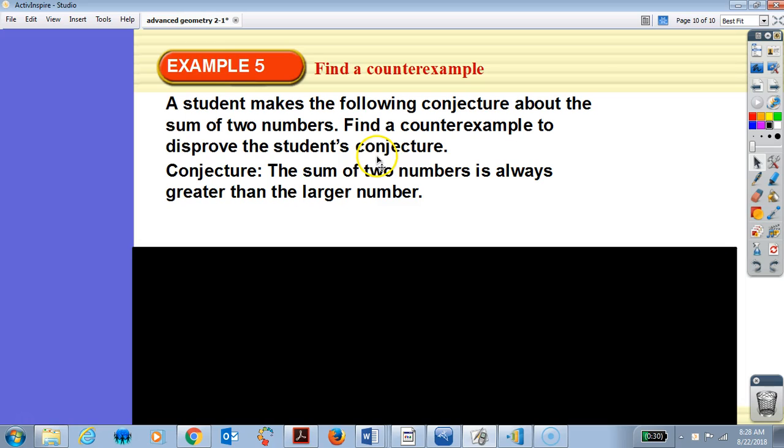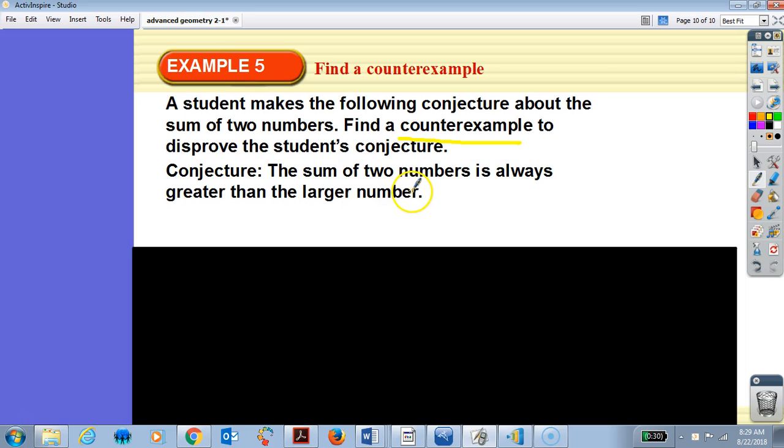A student makes the following conjecture about the sum of 2 numbers. Find a counterexample. A counterexample is an example that proves it wrong, that says, hey, no, I found an example that doesn't work, therefore it's false. If you can find even just one example that makes it not work, then it's false. It has to be true for every case or it's false. So the sum of two numbers is always greater than the larger number.